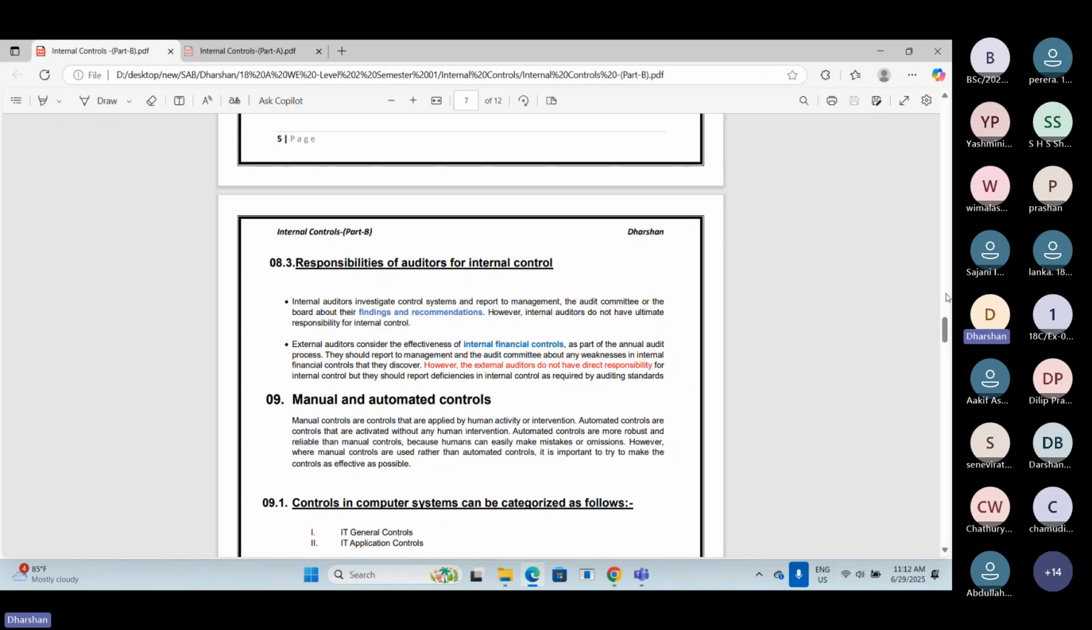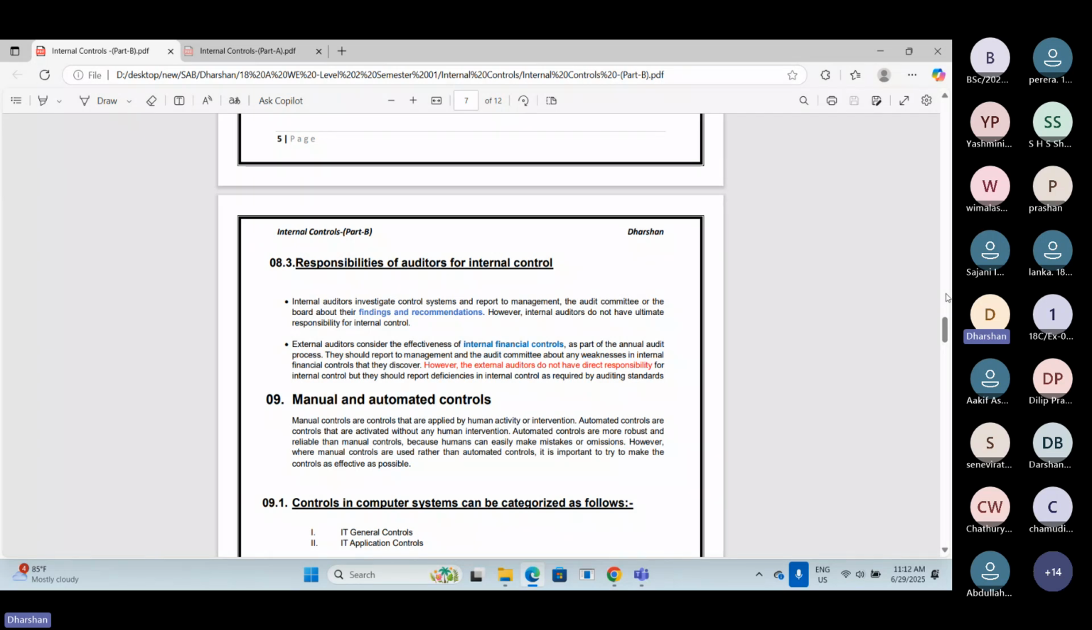Okay, first, direct responsibility. The external auditor does not have direct responsibility in relation to internal controls. Highlight the words does not have direct responsibility. Like the internal auditor, the external auditor does not have direct responsibility.